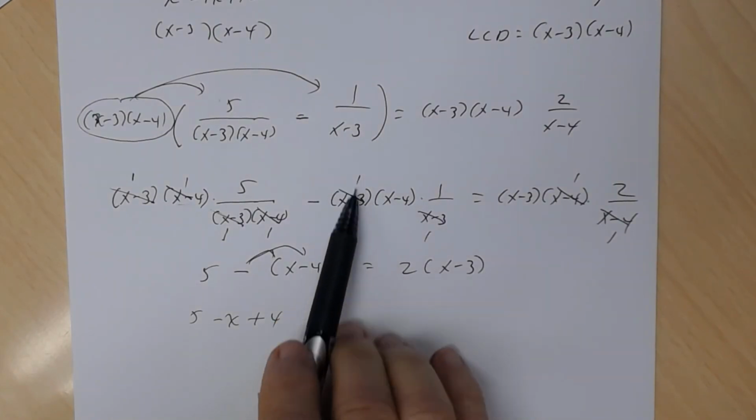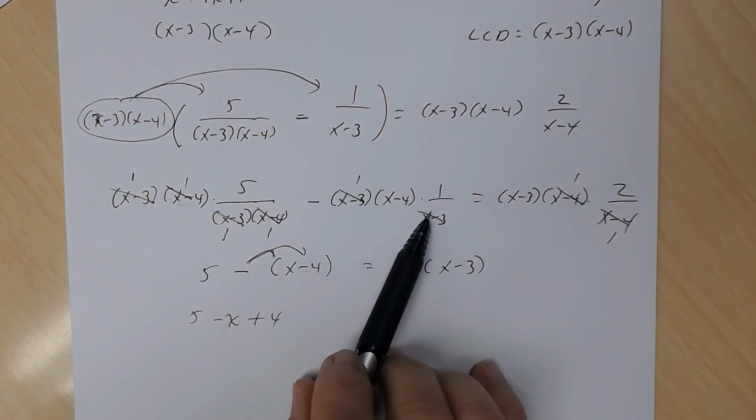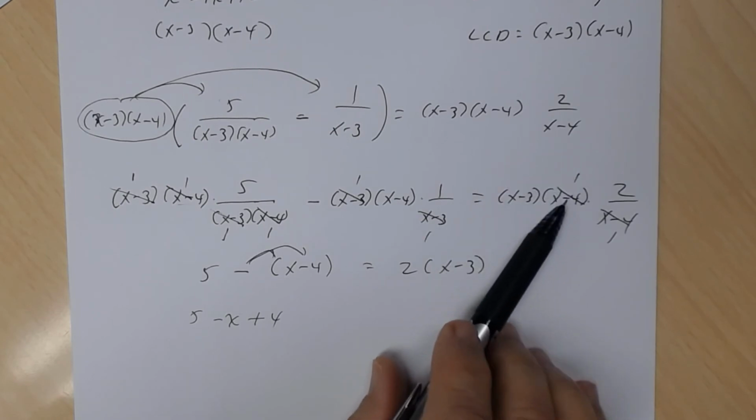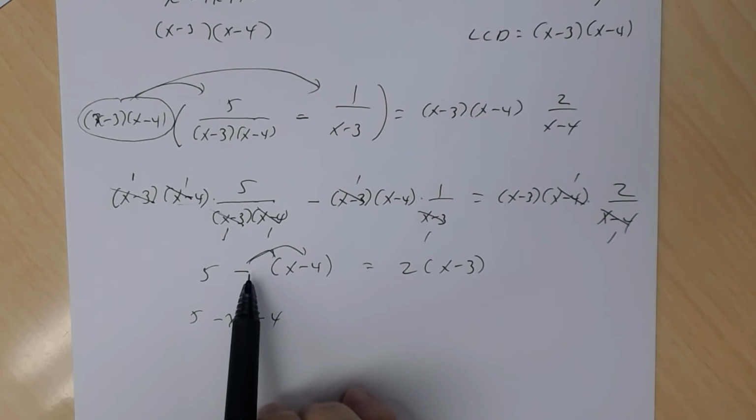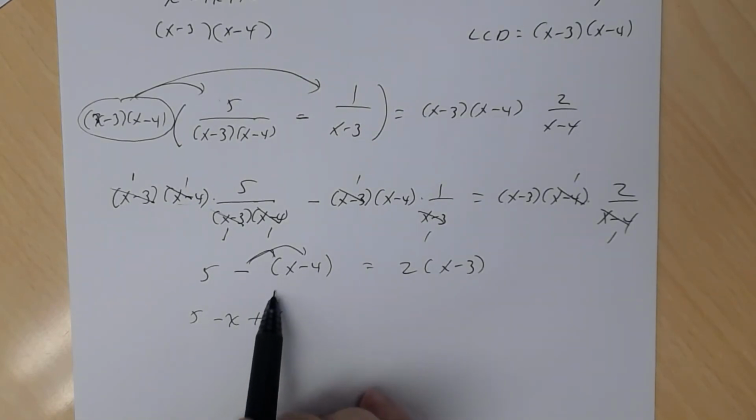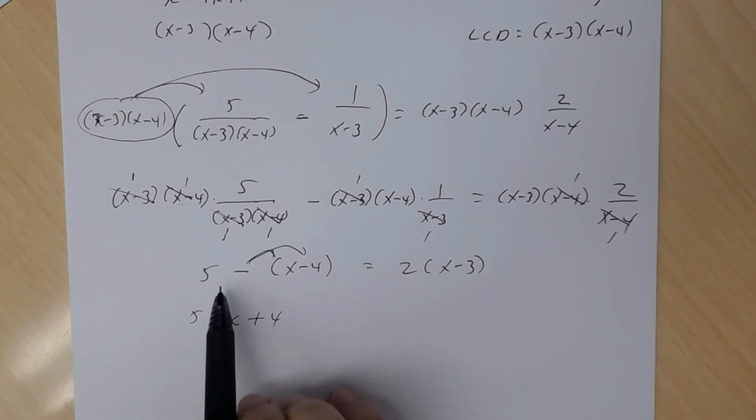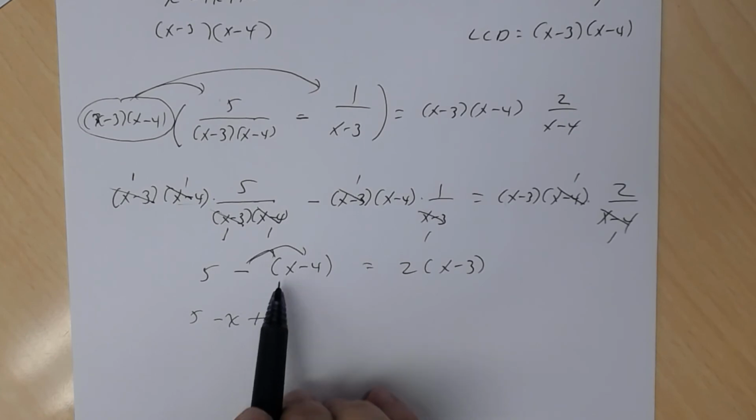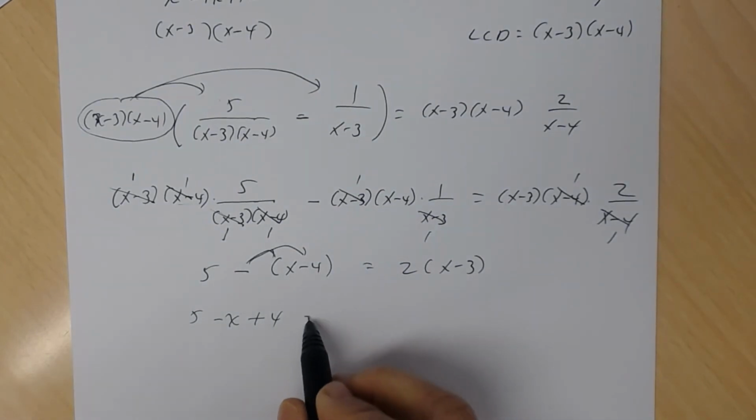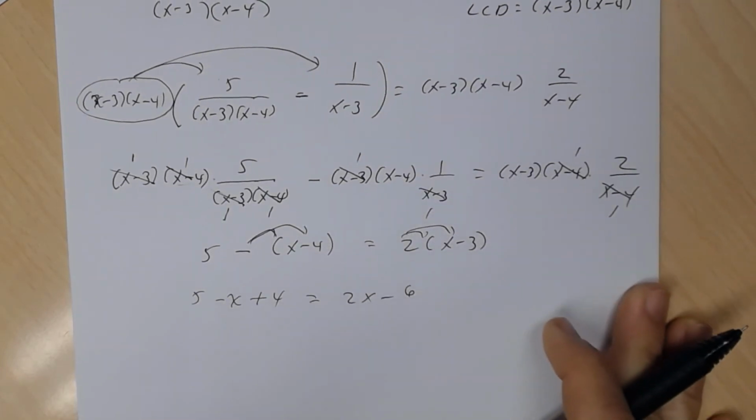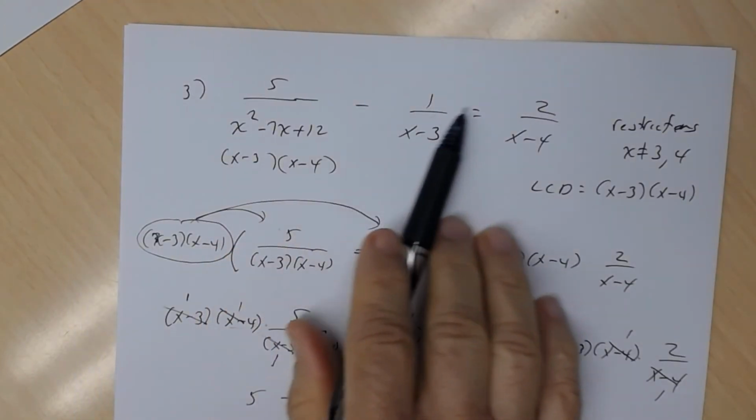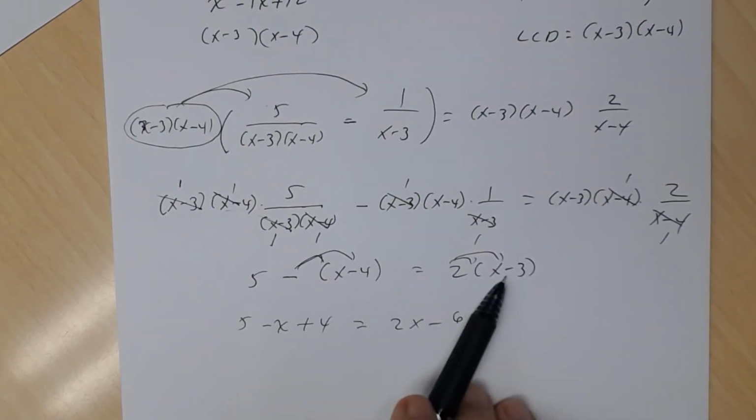So even though you have 1 times 1 is 1 versus 1 times 2 is 2, leave it in parentheses. The subtraction sometimes messes you up if you don't. So this is not supposed to be 5 minus x minus 4. It's supposed to be 5 minus x plus 4. So that's why the parentheses were important here. Over here, distribute the 2. I get 2x minus 6. So notice I went from a rational equation to a linear equation.